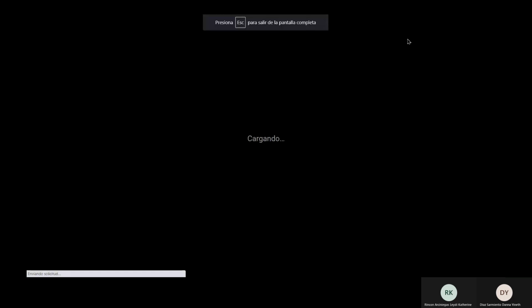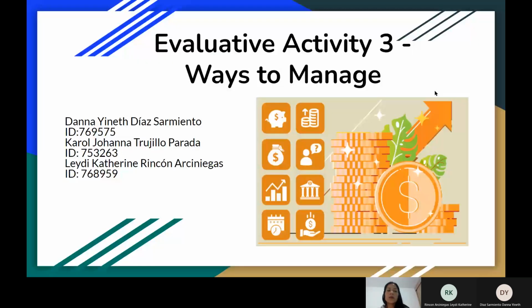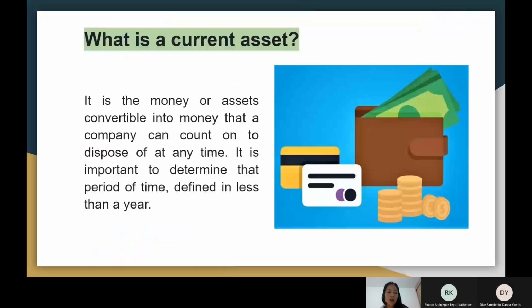Evaluative Activity 3, Ways to Manage. Good evening, my name is Carol Joana Trujillo. Activity for the subject of financial administration. My topic is ways to efficiently manage current assets.